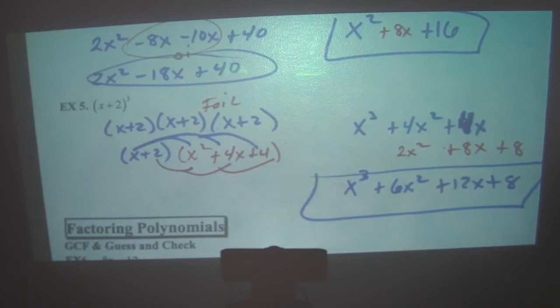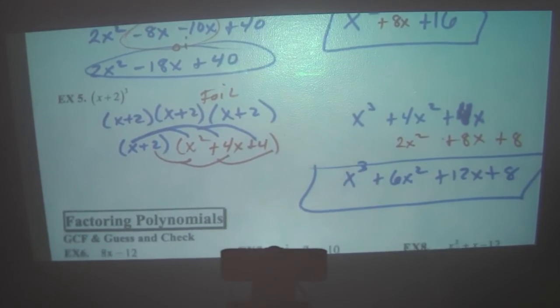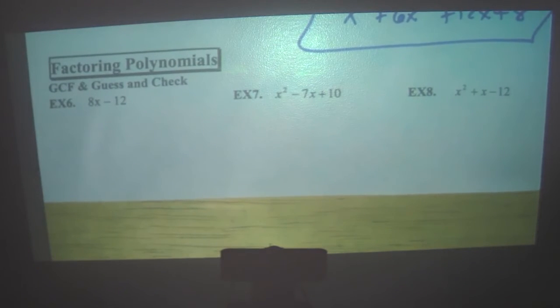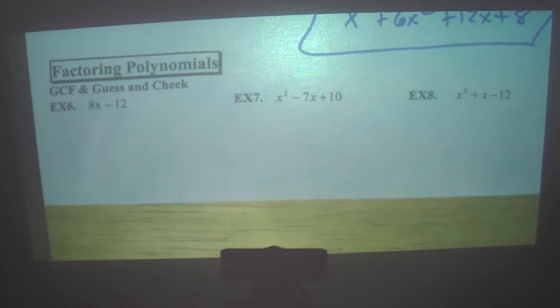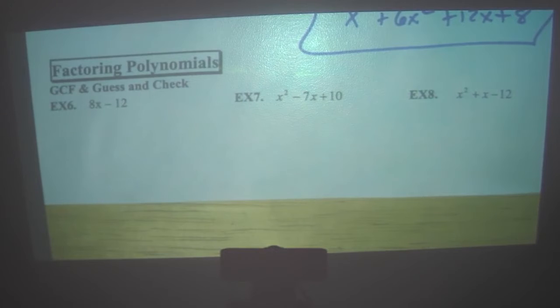All right, you guys ready to do some factoring? Let's do our factoring here. So last goal for the day, we got a little factoring. We got GCF, greatest common factor, and guess and check.